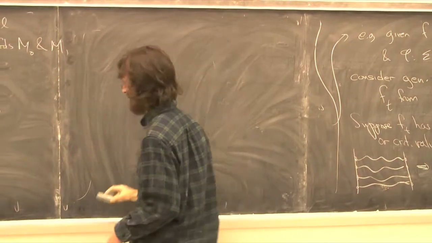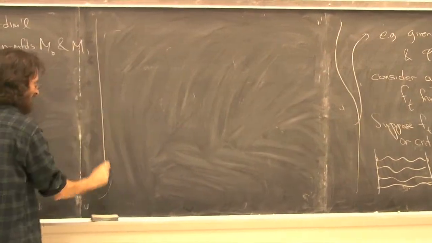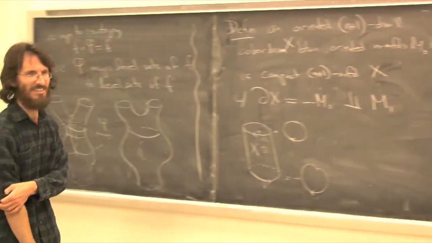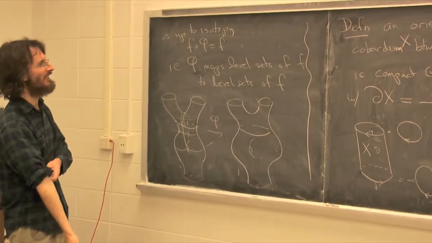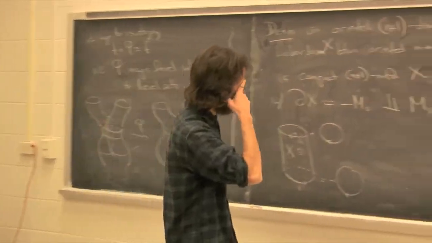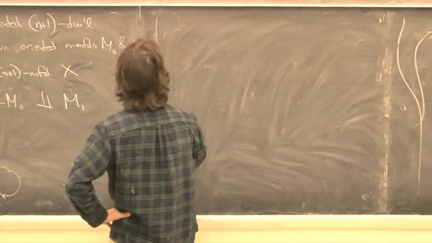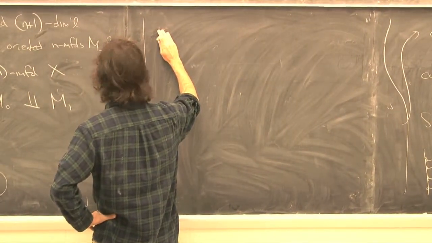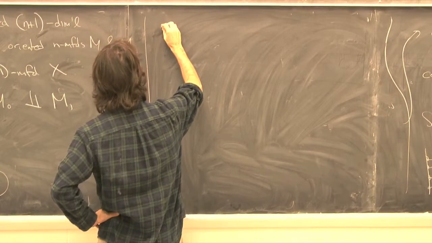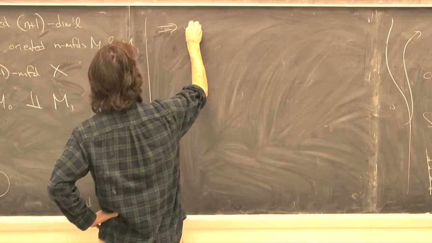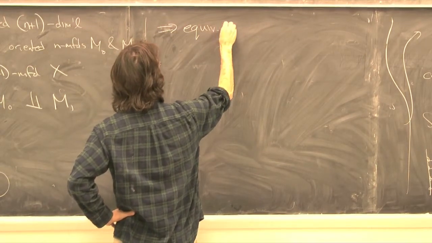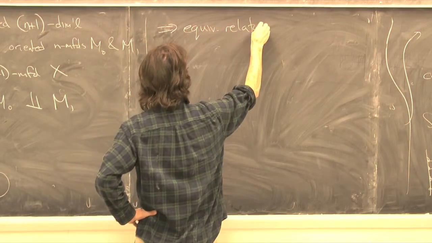Modulo set theoretic things, like not being able to take the set of all manifolds. Okay, so this gives the equivalence relation. And how do you check if it's an equivalence relation?